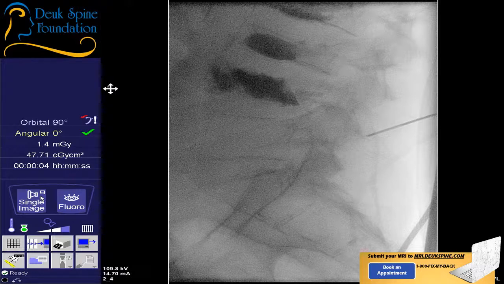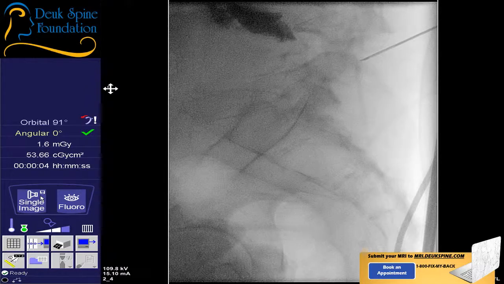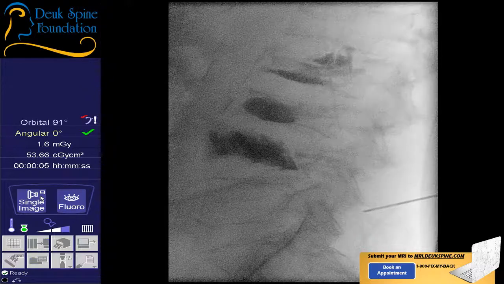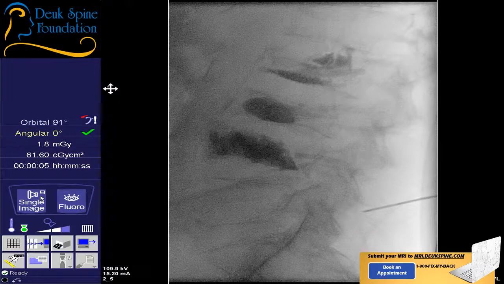All right, so that's pretty good. I'm trying to get to L5-S1. Let's get that pedicle lined up a little bit better. I think it's not terrible, but let's see if we can make it a little bit better with some wagging. No, it's worse. Let's move the floor base south a little bit.